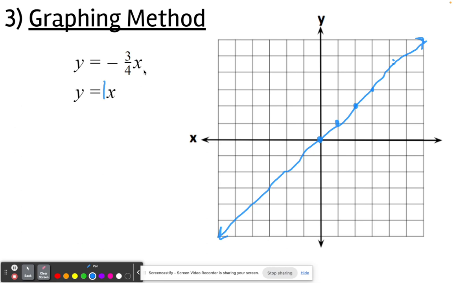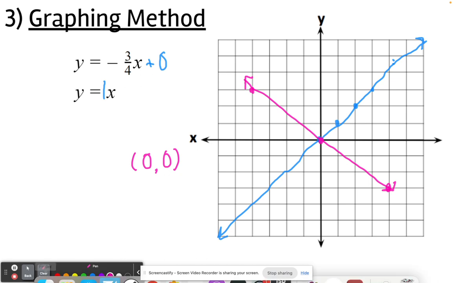Okay, my next one is y equals negative 3/4 x. Well, I can see right here where my lines are going to intersect because once again, this is plus 0. So it's going to start right here. Y-intercept is 0. So I'm going to go down 1, 2, 3 and run 1, 2, 3, 4, or go up 1, 2, 3 and run to the left 1, 2, 3, 4. And connect my points. And you can see that my lines intersect at 0, 0. So if I put a 0 in here, negative 3/4 times 0 is 0. If I put a 0 here, 0 does equal 0. So it works.